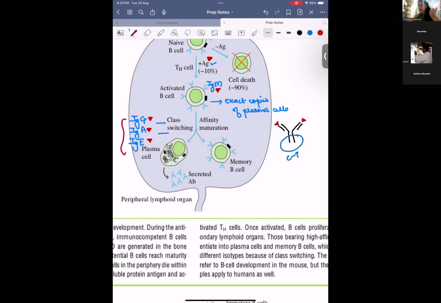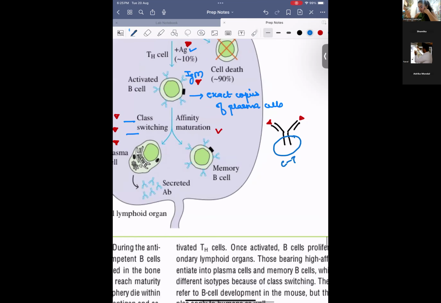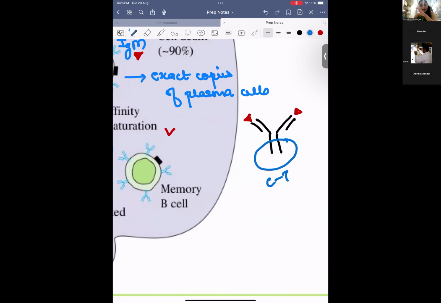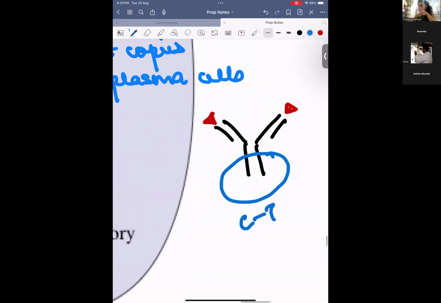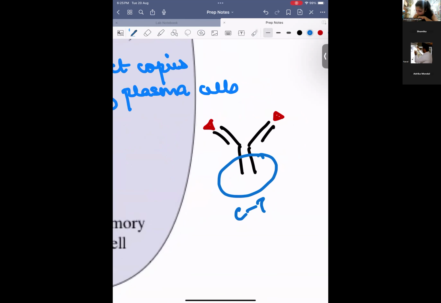Another thing that happens is affinity maturation. So what is affinity maturation? Let's say we have a triangular sort of antigen here, and the antigen binding site of the antibody might be something like this. It is somewhat triangular, but it has a curved sort of end, whereas this is a very pointed sort of antigen. This is just a representative diagram that I'm drawing for you to understand that.